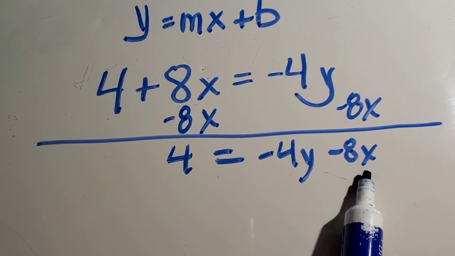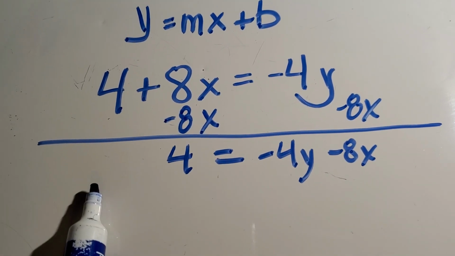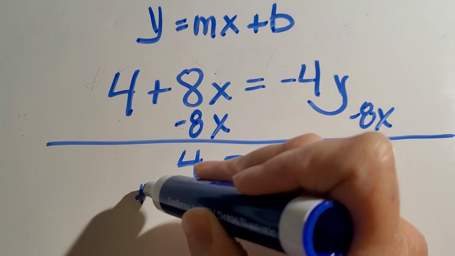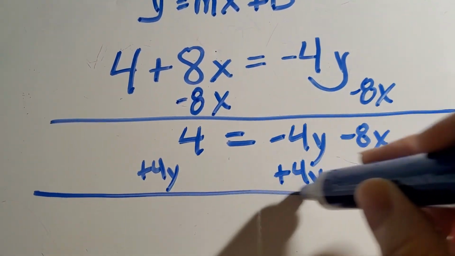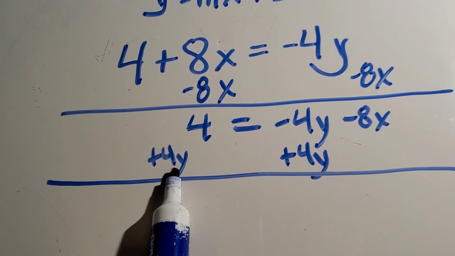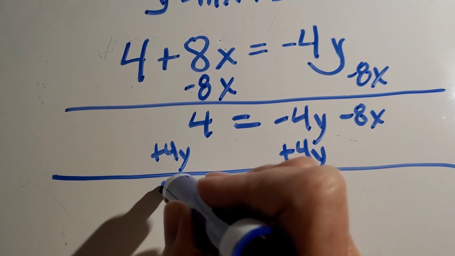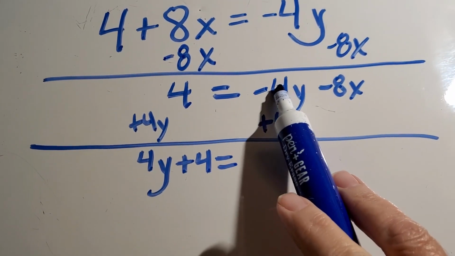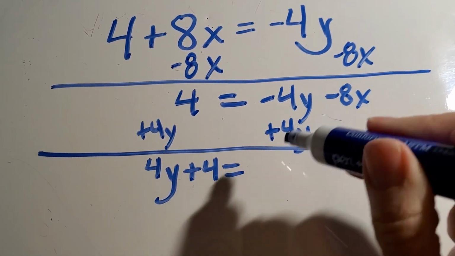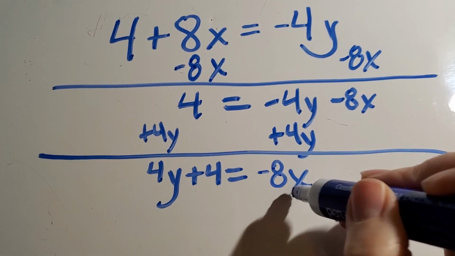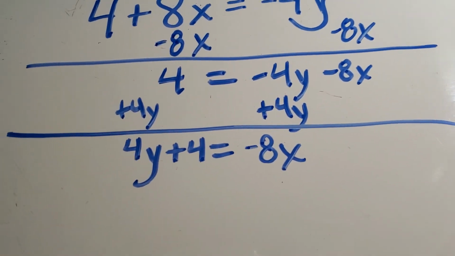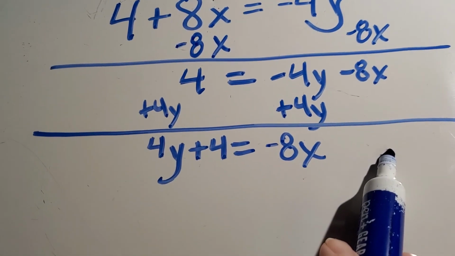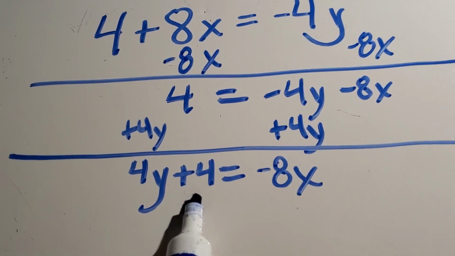Okay, x's are on the correct side now, but the y's should be over here. So let's move it by adding 4y to each side. Okay, when I do that, I'm going to have 4y plus 4 equals, and these canceled out, I just have negative 8x. Okay. So our y's are in the right spot, but this number needs to go over here. Our x's are in the right spot. So let's move this over here.